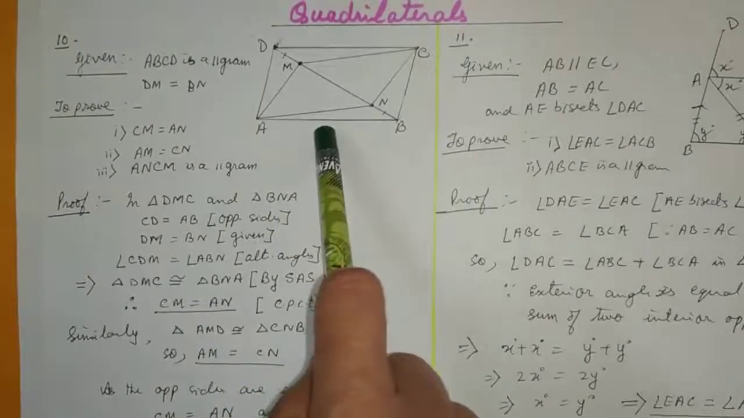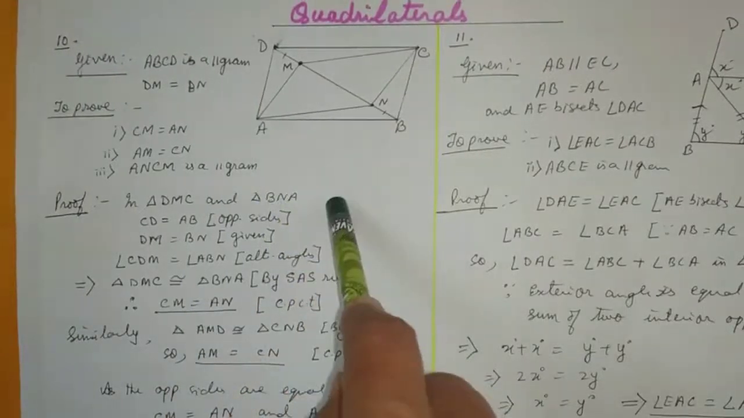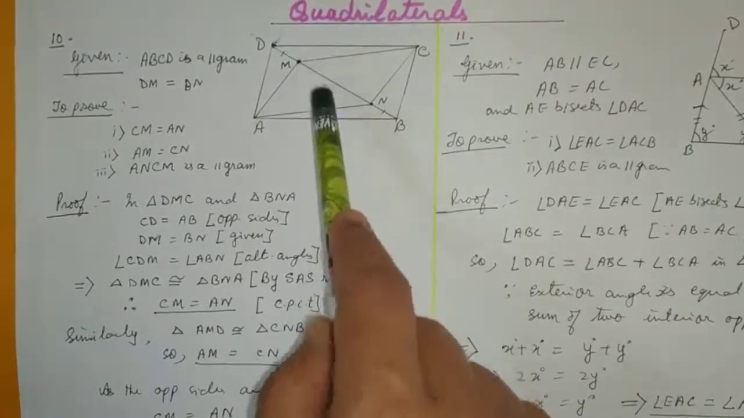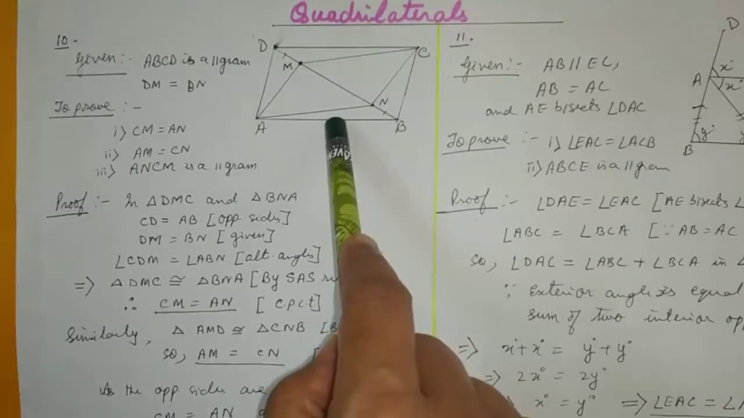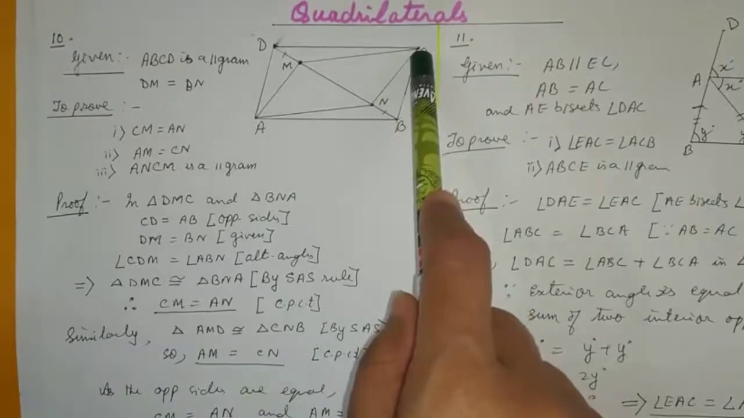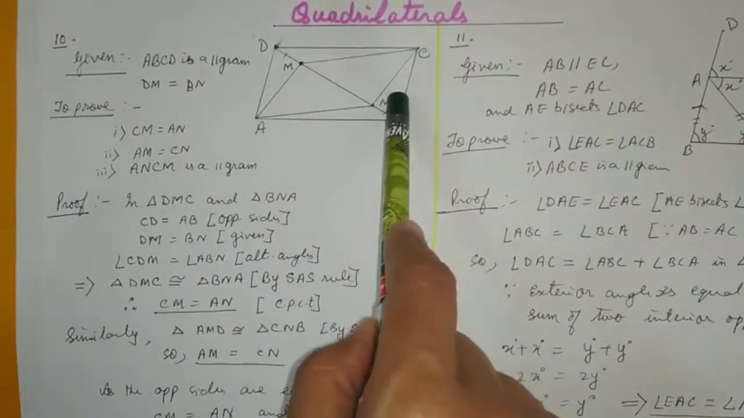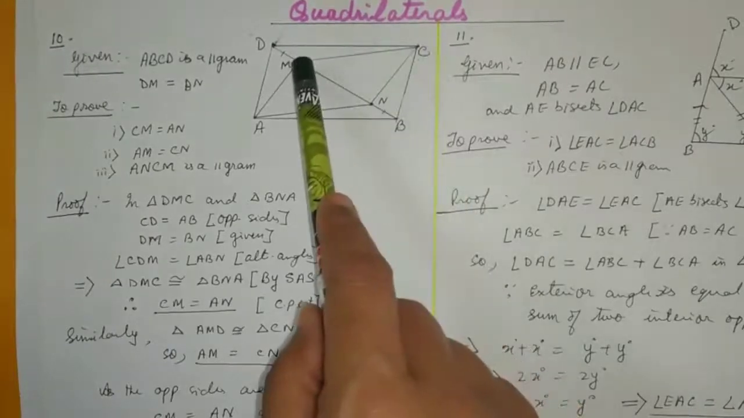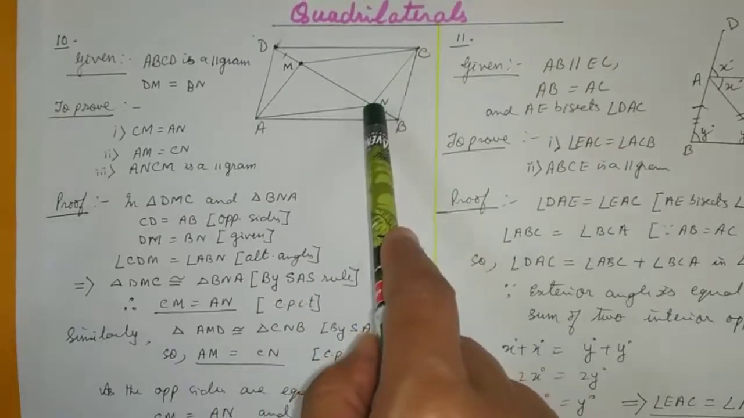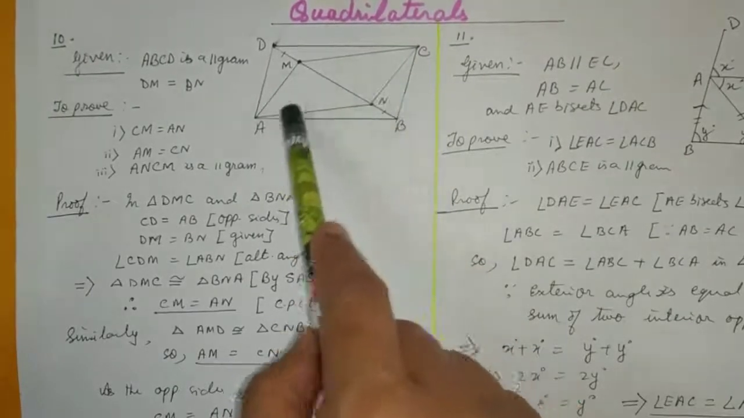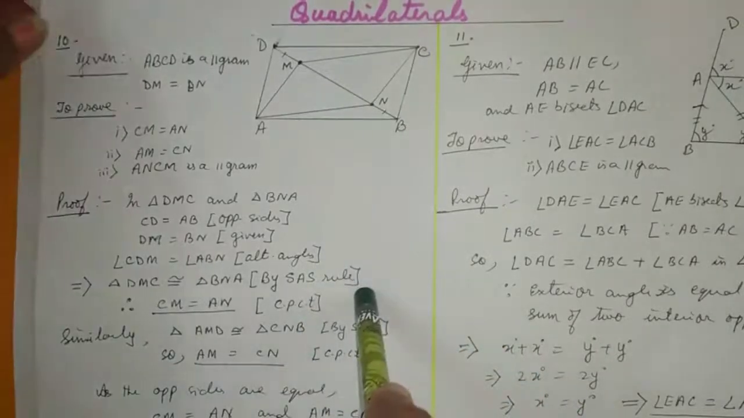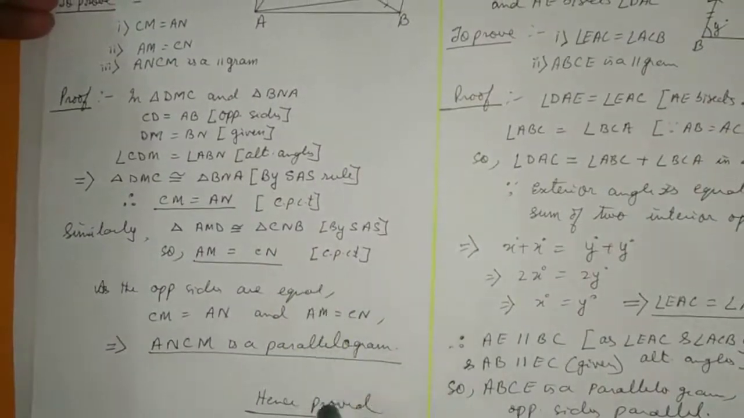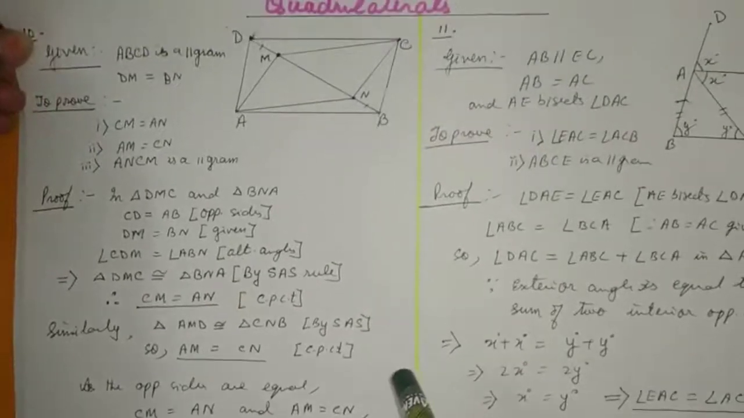We have done it just now, but it is a repetition. You take triangles DMC and ABN, prove their congruency by SAS rule, so AN and CM are equal by CPCT rule. Then you take the other two triangles and prove their congruency by SAS rule, and thus you can show that AM and CN are equal by CPCT rule. When the opposite sides are equal, the quadrilateral becomes a parallelogram. So I have done it once again as repetition because you need to learn the working as shown for you.